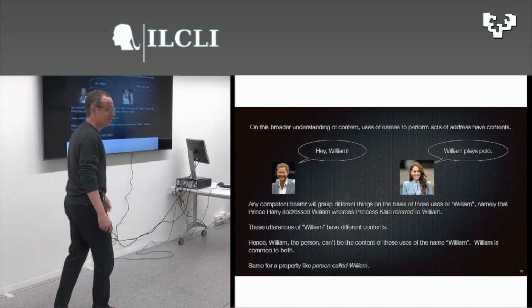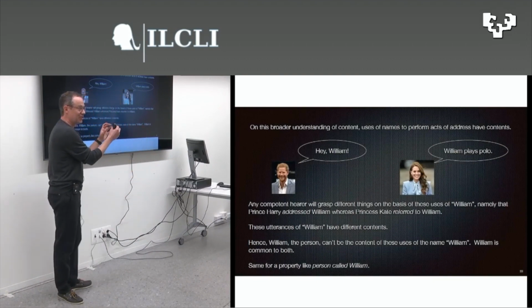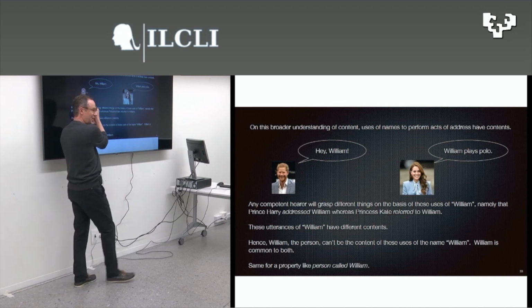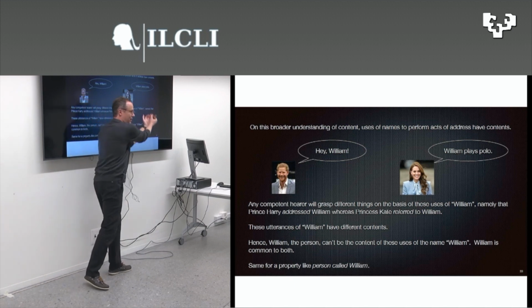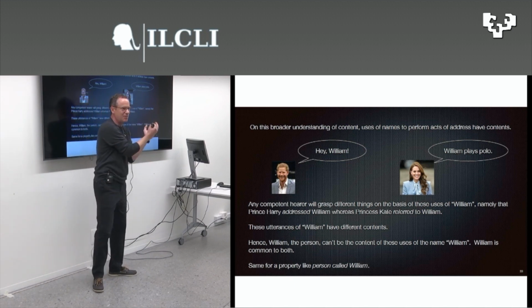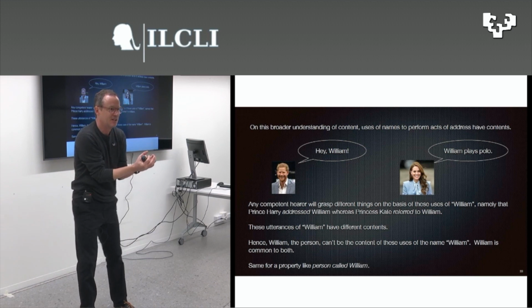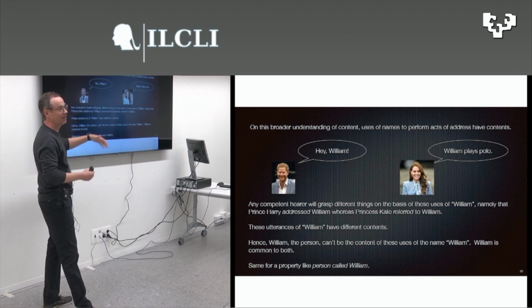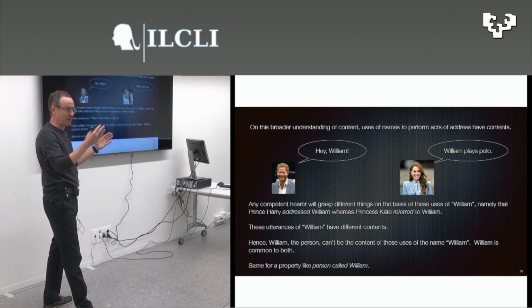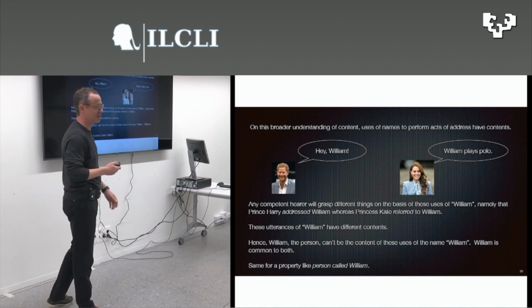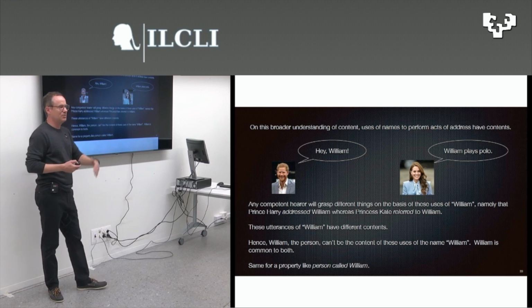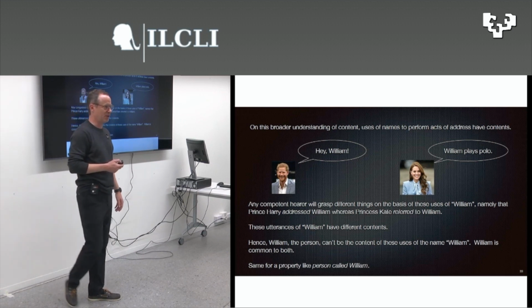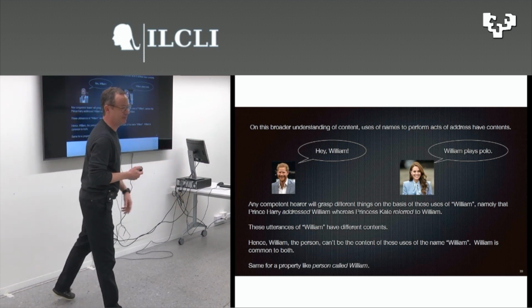And that means that the content of the uses of those names can't be William himself, because William is shared across those two uses. William is the addressee and the referent. William is the same, so it can't be that the content of those uses is William, because there's a difference in content there, which we lose if we say that the person is the content of those uses of the name. Same thing for a property like person called William. We can talk about that in the Q&A if you're a predicativist about names.